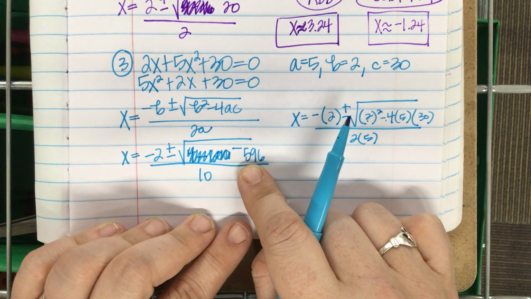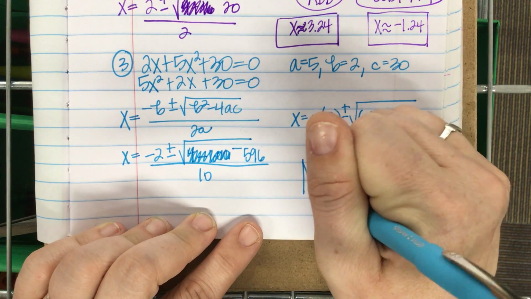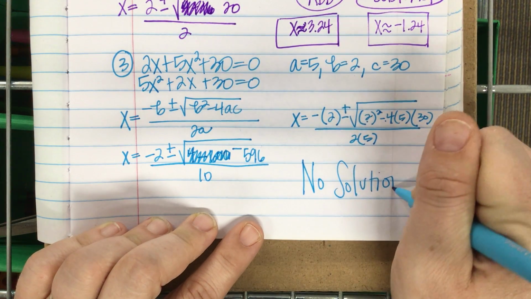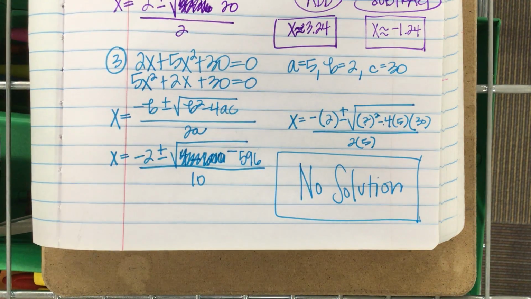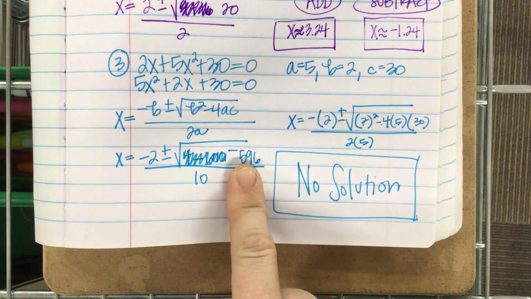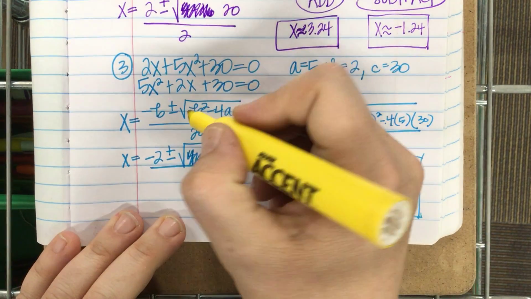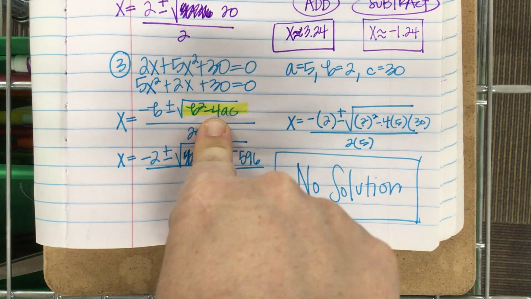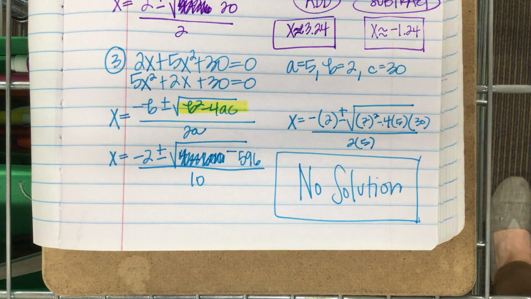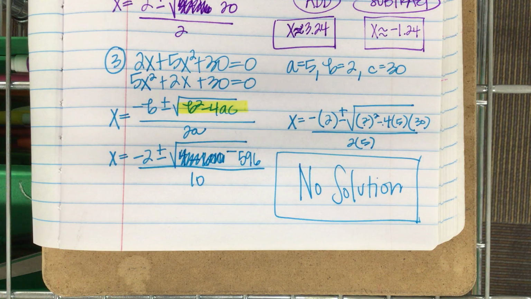If you are doing the square root of a negative value, it is no solution. This is called the discriminant. If whatever's underneath the square root, b squared minus 4ac, gives you a negative value, there's no solution. Unless the bottom part's negative? No. You cannot do the square root of a negative number as an Algebra 1 student.